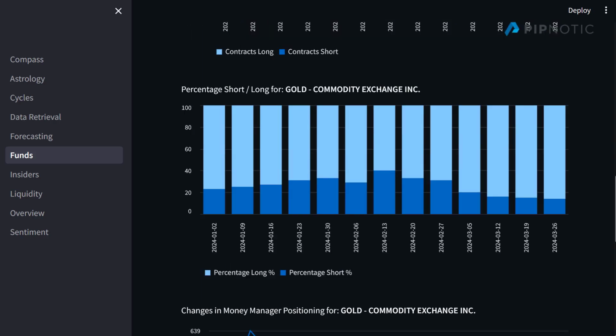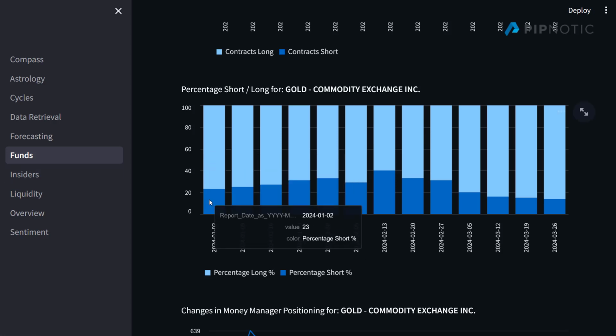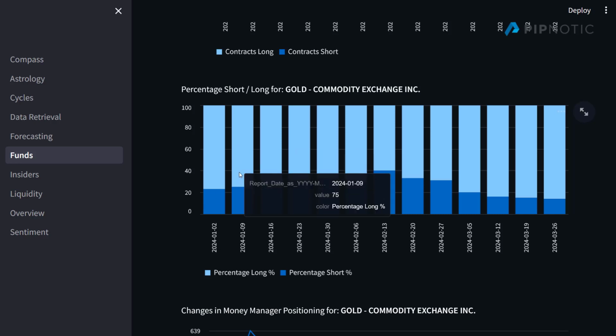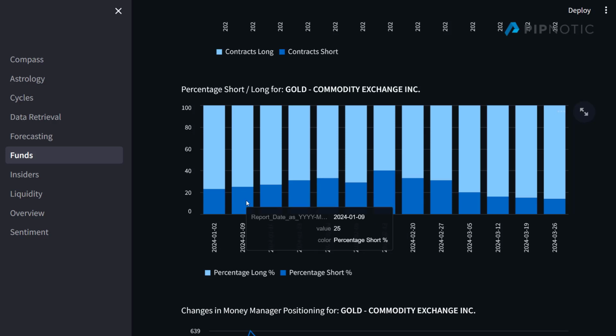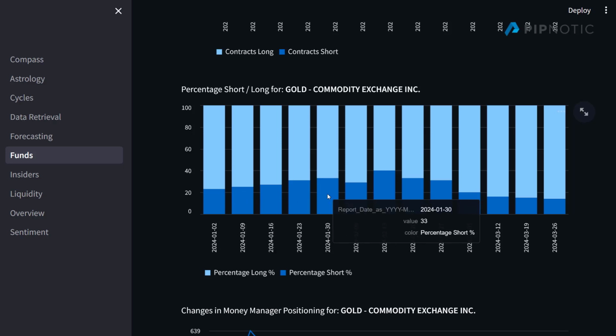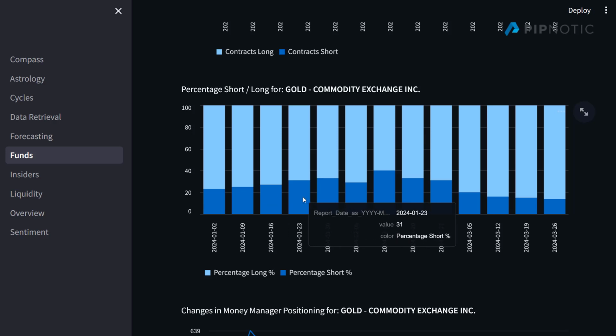If we take this information and view it from a percentage perspective, where we have 100% and we divide the number of buyers and sellers in relation to this 100% scale, you can see here we have 77% long, 23% short. Here we have 75 long, 25 short, and so on. And you can see that the number of long contracts relative to short contracts is increasing. It was increasing throughout the month of January: the 2nd of January, the 9th, the 16th, the 23rd.